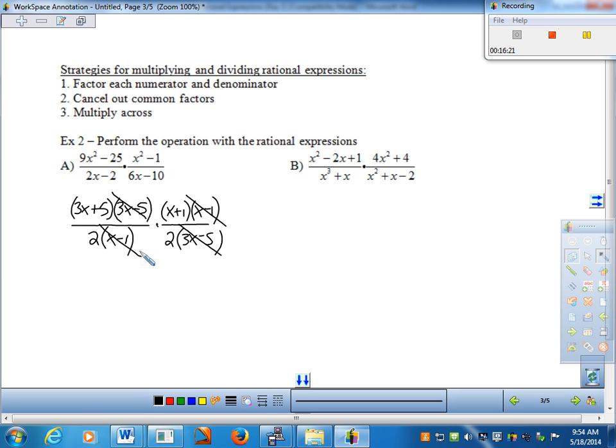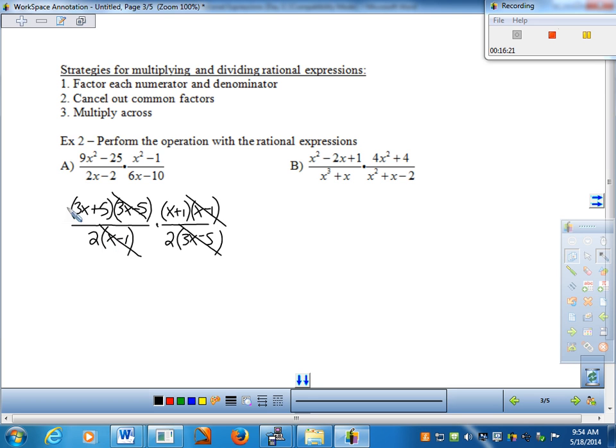Here's a good question, just as I'm looking at this. Can the 2's cancel? No, of course not. Because in order to cancel, 1 has to be in the numerator, 1 has to be in the denominator. They're both in the denominator, so you're just going to multiply them across.